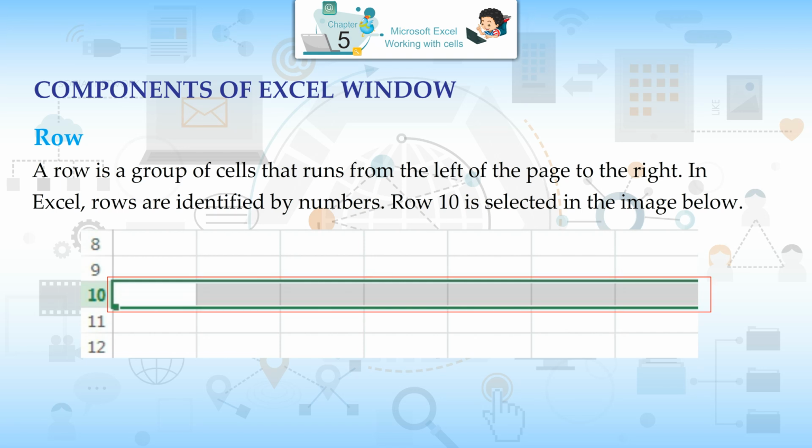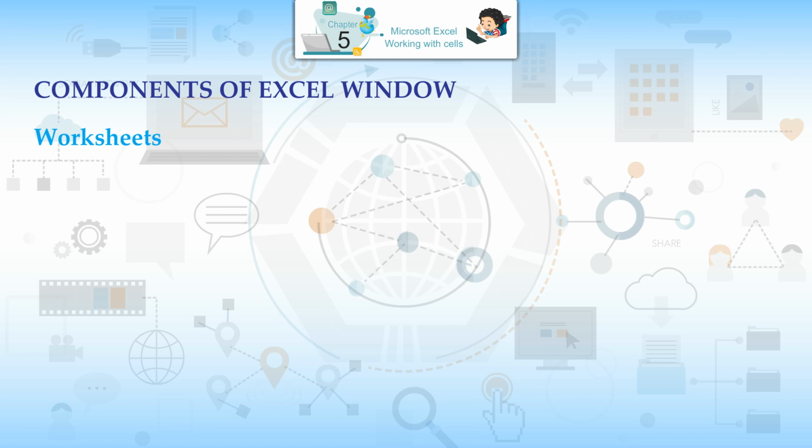Row. A row is a group of cells that run from the left of the page to the right. In Excel, rows are identified by numbers. Row 10 is selected in the image below.